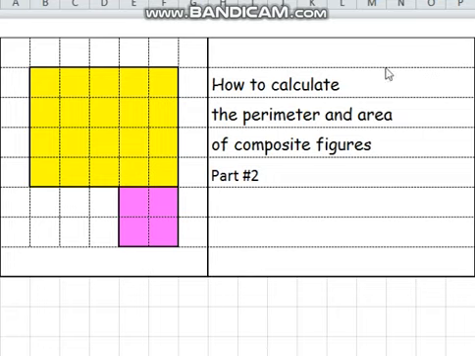Hello, welcome back students. This is part 2 of a two-part series on how to calculate perimeter and area of composite figures. Last time we learned from the first examples that we can calculate the area of composite figures by addition. That is method 1. The second method is by subtraction. So I will show you more examples to do this calculation.